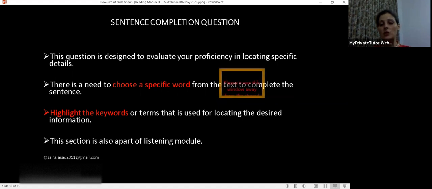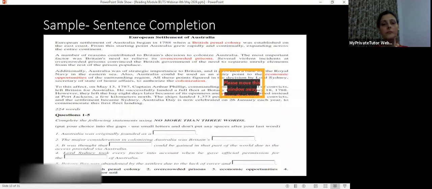Highlight the keywords or terms that are used for locating the desired information. This sort of question is also going to be part of the listening module. So you have to be very particular and remember how every question should be tackled. Mostly you have to read the questions first, then the passage, and highlight the main points in the passage. As a sample, this slide gives you a glimpse of the sentence completion question.